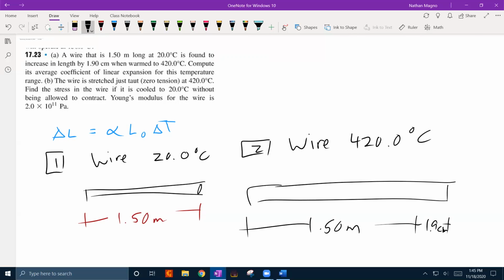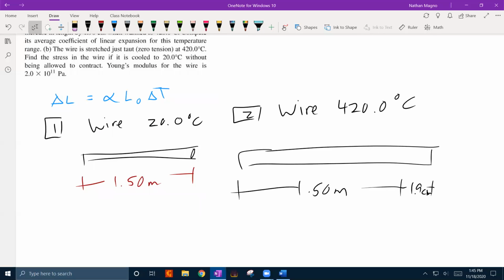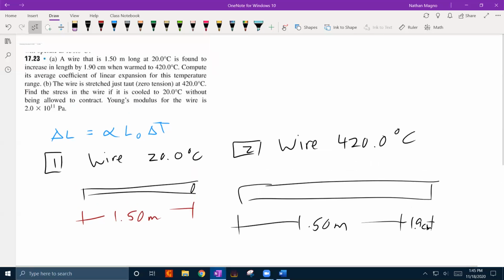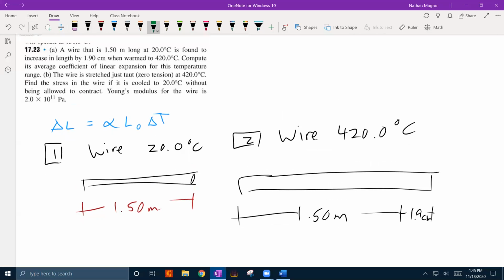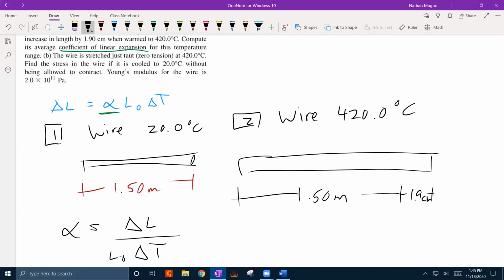And from here, they asked to compute its coefficient. Oh, this is the coefficient of linear expansion. I should have just read it. So that's what we need to isolate. Doing that, we get alpha equals delta L over L naught delta T. So now it's just algebra. Let me plug in the values explicitly.